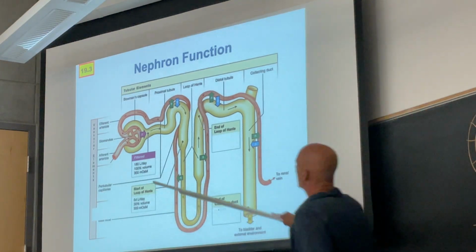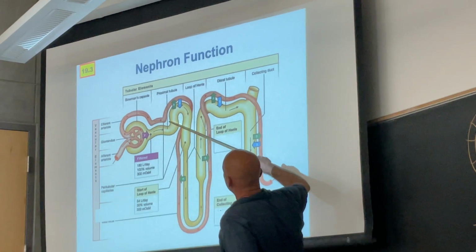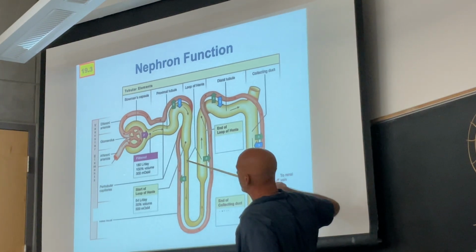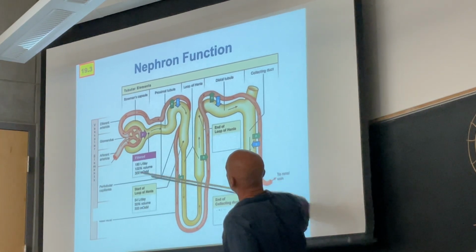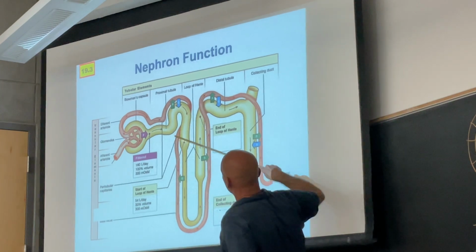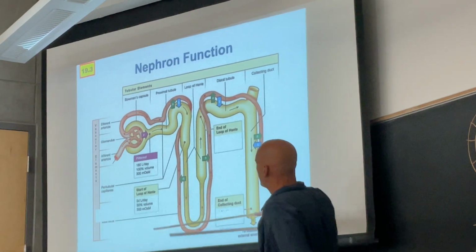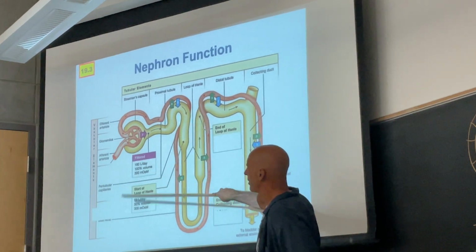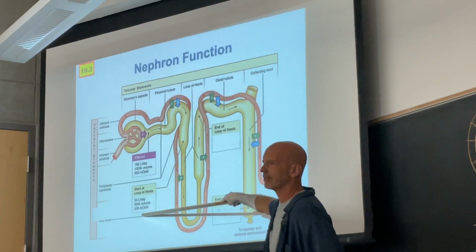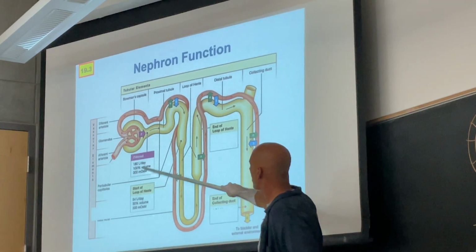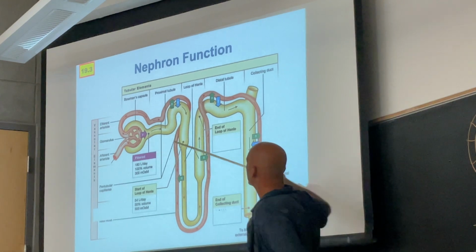But by the time you get over here to this so-called loop of Henle, the nephron loop right here, you've gone from 180 to processing 54 liters a day, which means we lost 180 minus 54. What does that mean? Where did all that go? Right here to here?